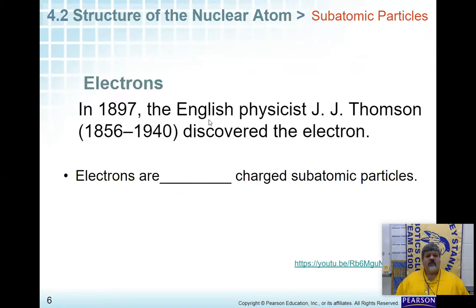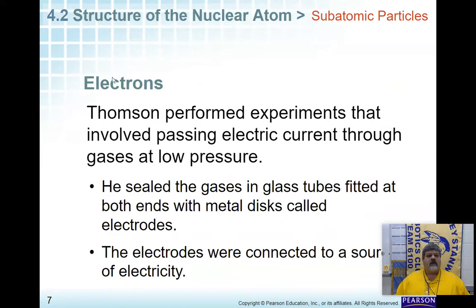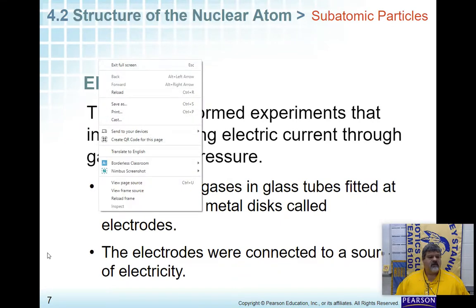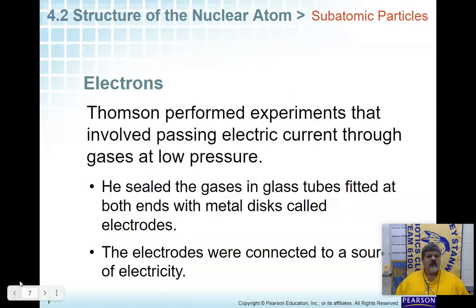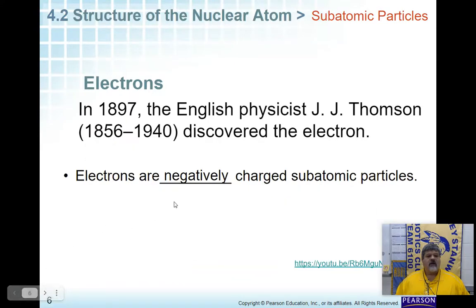So we start off with electrons. J.J. Thomson discovered the electron. Let's go back one. Electrons are negatively charged subatomic particles. But how did he find that out? Let's go ahead and watch this short video.